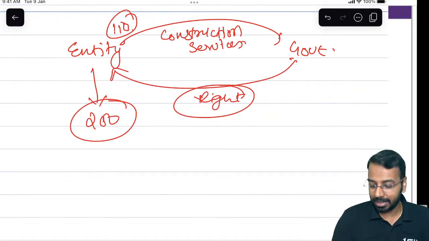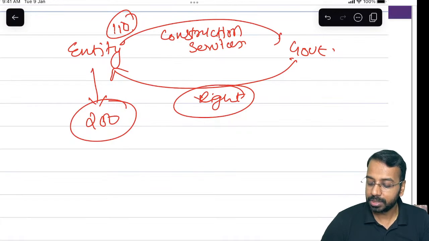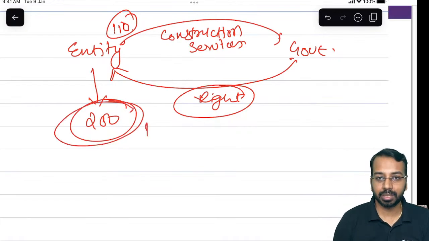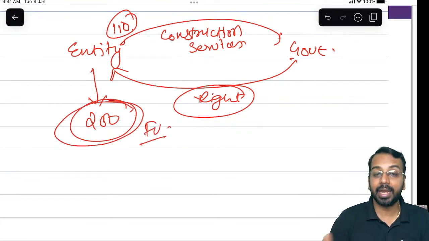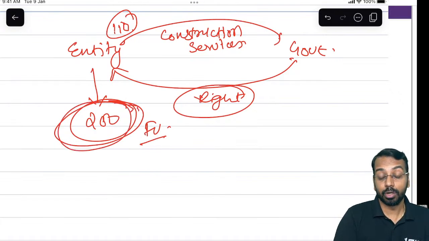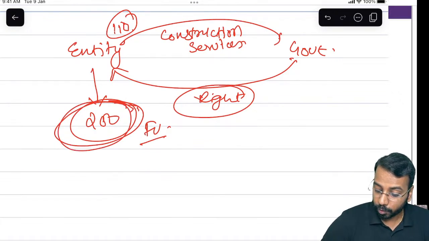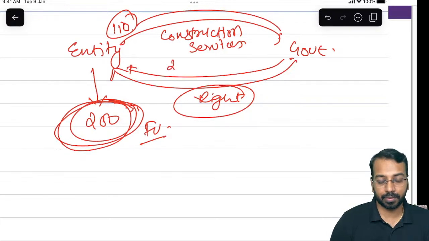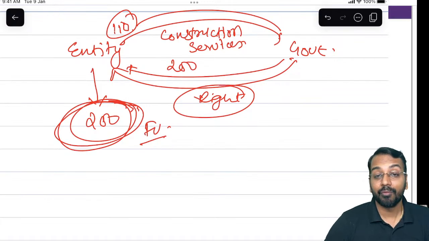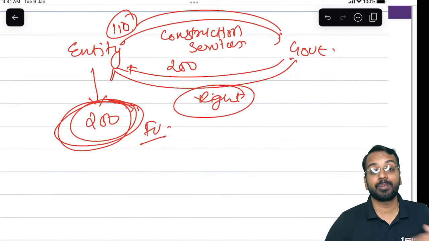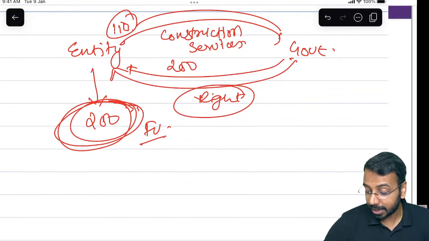The consideration that it has received is 200, which is the fair value of the construction service. This 200 gives the entity a right to collect the toll. So there are two aspects. One, for providing services, they have received something worth 200. That is one aspect of revenue. And subsequently, as and when I collect revenue, as and when the public uses it, that part I am also recognizing as revenue.